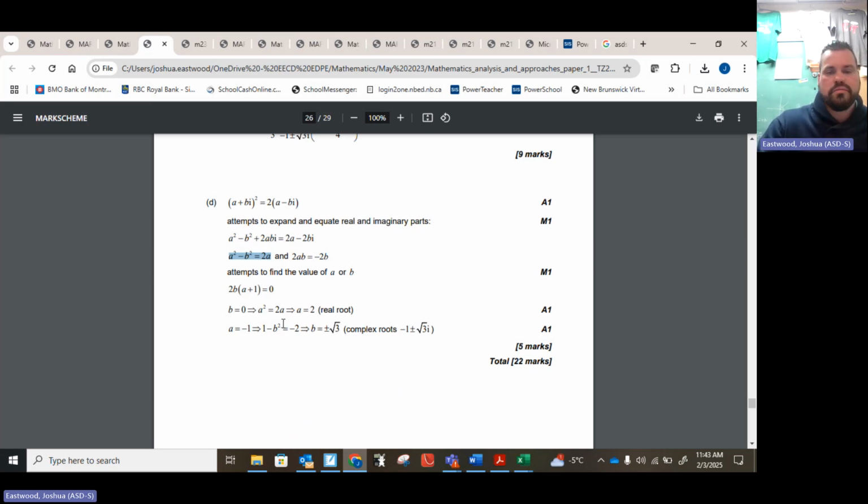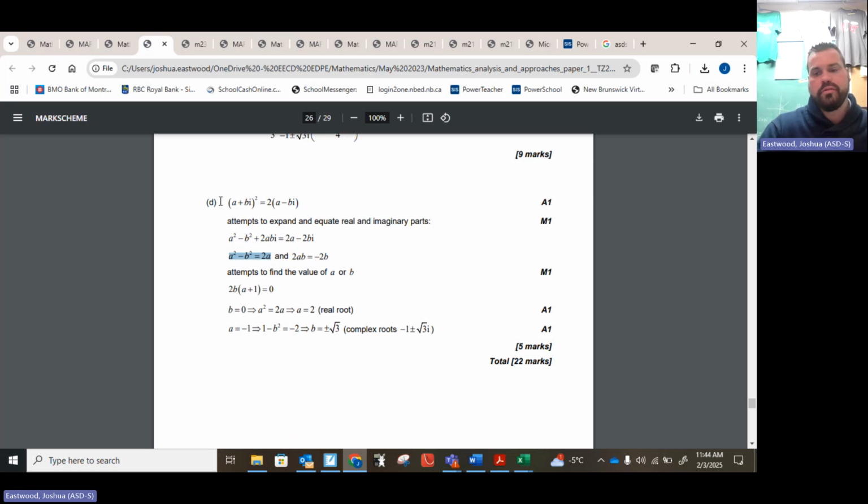You can solve it by substitution or by elimination. But if you factor, they're taking 2b out, saying 2b times a plus 1 is equal to 0, which either means b is 0, so a is 2, or a is minus 1, which means b is plus or minus root 3. And so you end up with minus 1 plus root 3i and minus 1 minus root 3i, and then 2. Those are your 3 options. So hopefully that makes sense. And that's the last part of that question.